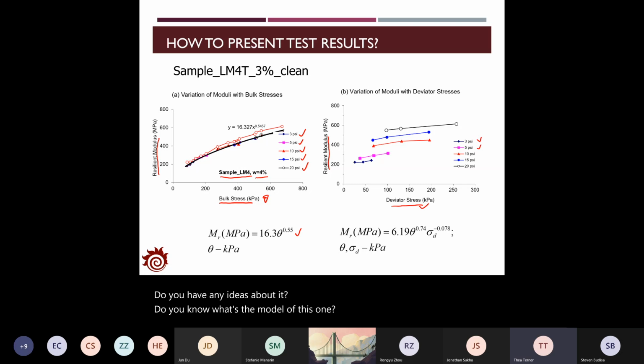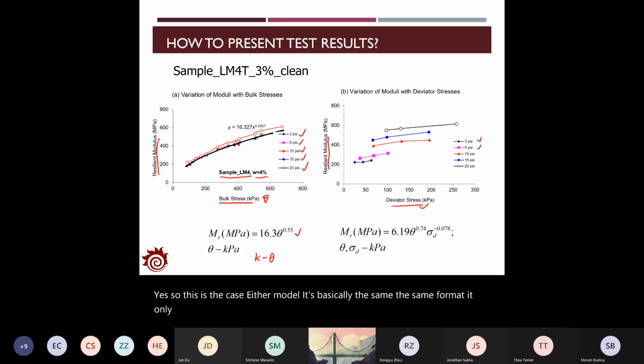It has to be the K theta model, the first one. Yes, so this is the K theta model. It's basically the same format. It only assumes that the resilient modulus is a function of bulk stress. And what about the second one?